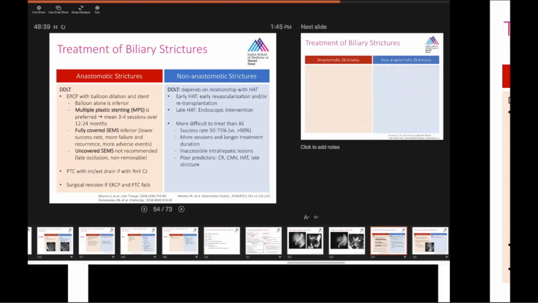How about non-anastomotic strictures? So it kind of depends on its relationship with HAT. If this is associated with early HAT, then you want to treat it as you treat HAT. If it's associated with late HAT, then you want to do endoscopic intervention of the stricture. The issue with these non-anastomotic strictures is that they're a lot more difficult to treat than anastomotic strictures. Their success rates are lower. They need more sessions and a longer treatment duration. And sometimes, because they're not limited to the anastomosis, some of the lesions are intrahepatic and not accessible by the ERCP and the stent.